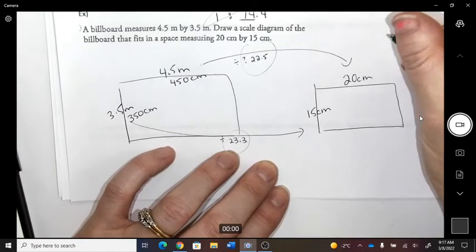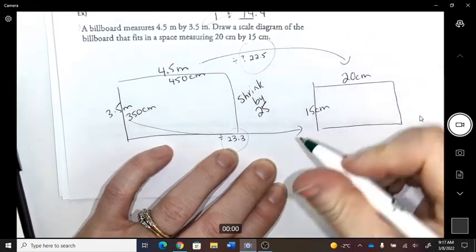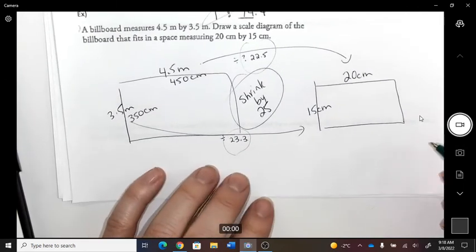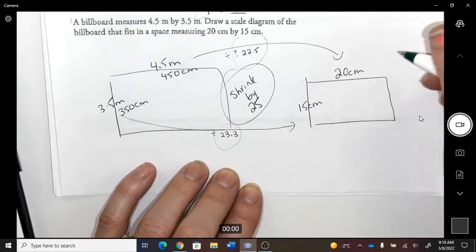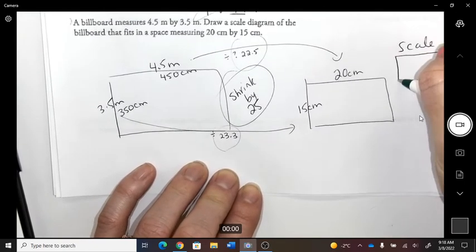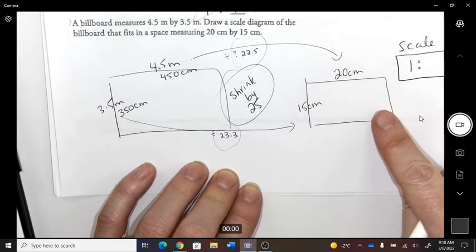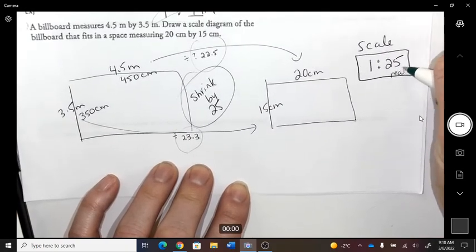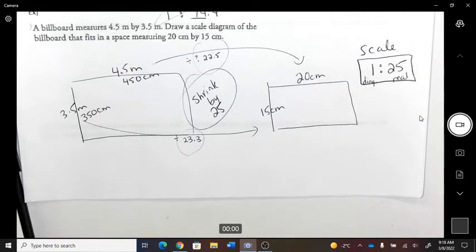Okay, so we're going to shrink by 25. That's our idea. We're going to shrink it by 25 so that it will fit on the page. Okay, so now what's my scale? Every one on the diagram will be 25 in real life, right? Because my diagram is smaller than the real life.